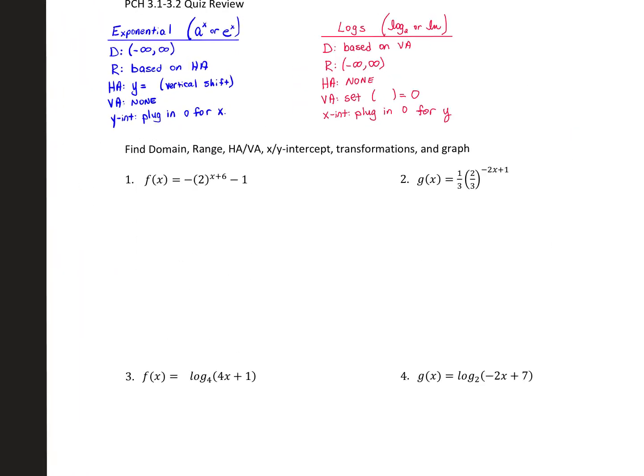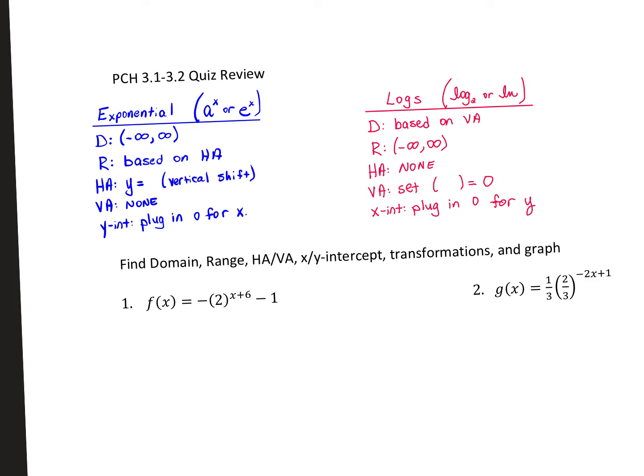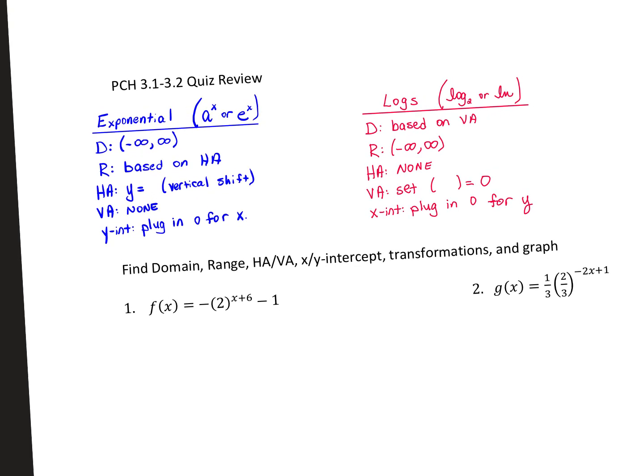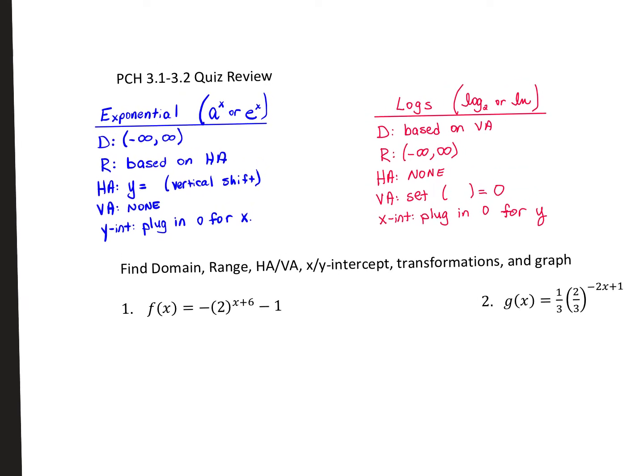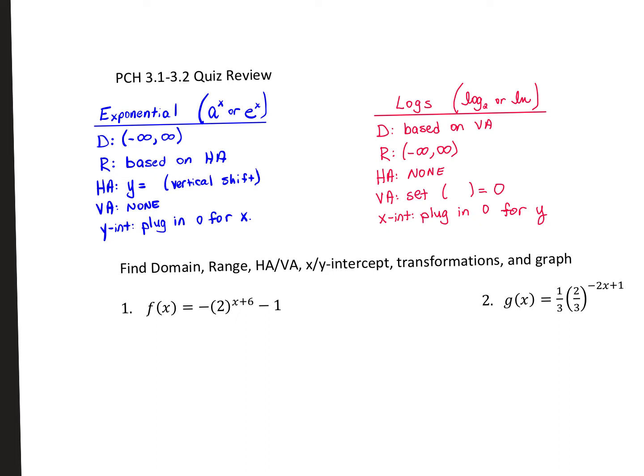All right, I told you guys last week, these are the basic similarities and differences between exponentials and logs. Remember, exponentials and logs are inverses of each other. So in an exponential function, the domain is always negative infinity to positive infinity. You're going to have a horizontal asymptote. You will not have a vertical one. Your range is based upon your horizontal asymptote, right? It's always y equals. Don't just write a number. I'm not going to give you full credit for it. There is not a vertical asymptote.